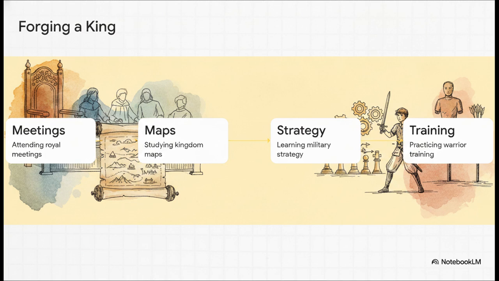Then, we see this observation turn into intense preparation in Scene 6. The prompt outlines a rigorous four-step progression. Prithviraj is attending royal meetings, poring over kingdom maps, absorbing military strategy, and undergoing intense warrior training. The AI is literally instructed to show a boy actively forging himself into a weapon and a statesman.